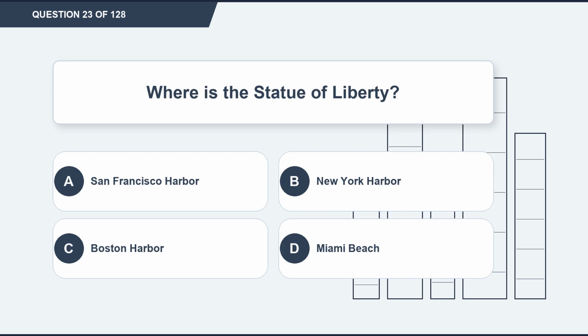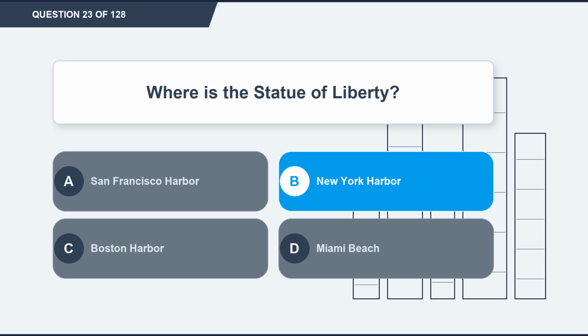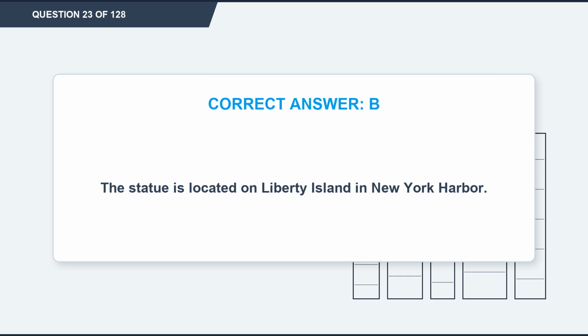Question 23. Where is the Statue of Liberty? Option A, San Francisco Harbor. Option B, New York Harbor. Option C, Boston Harbor. Option D, Miami Beach. The correct answer is option B, New York Harbor. Explanation: the statue is located on Liberty Island in New York Harbor.